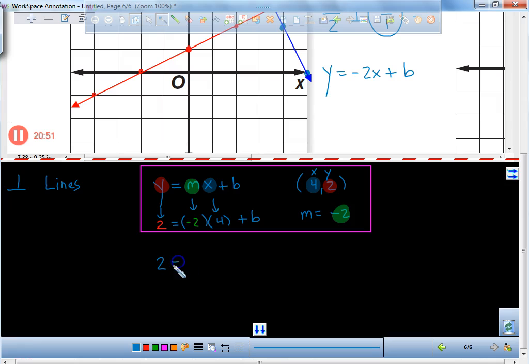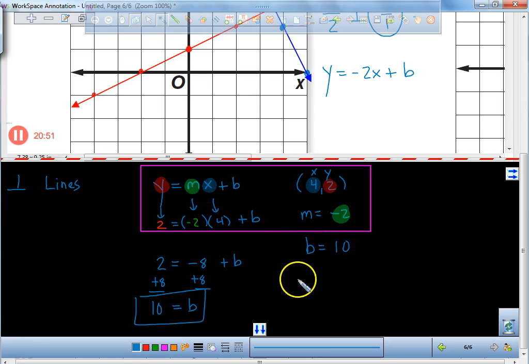So here we go. 2 equals, what's negative 2 times 4? Negative 8. If we add 8 to both sides, we get 10 equals b. What does that let us know? That lets us know our y-intercept is at what number? 10. So right now, I know my y-intercept. It's at a 10. So what's my final answer for this problem in slope-intercept form? y equals negative 2x plus 10.